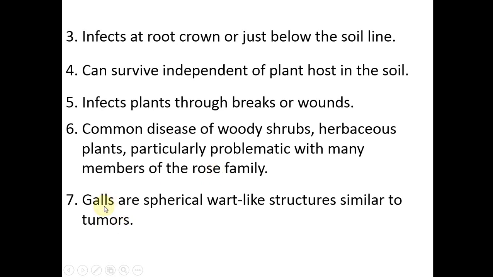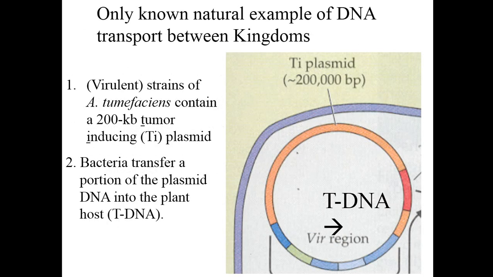Galls, that is the tumors, are spherical wart-like structures similar to the tumors found in plants. Okay, crown gall disease. Agrobacterium tumefaciens are responsible for this crown gall disease. So this disease occurs mainly by the presence of plasmids in this Agrobacterium tumefaciens organism. This plasmid is known as Ti plasmid. Ti stands for tumor inducing plasmid.